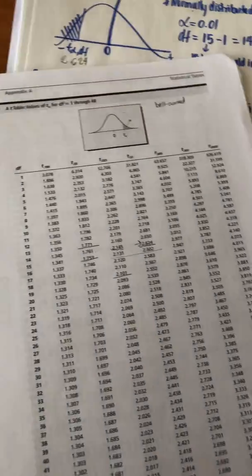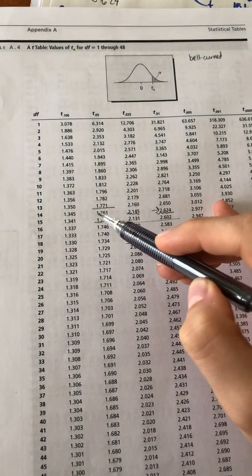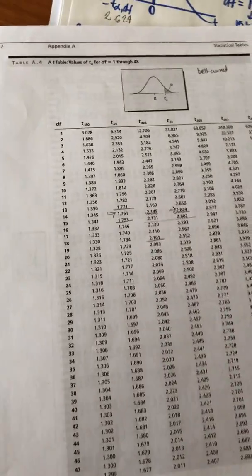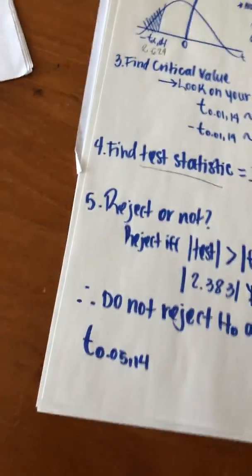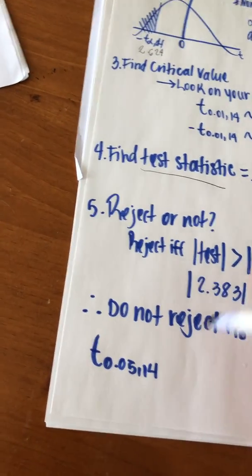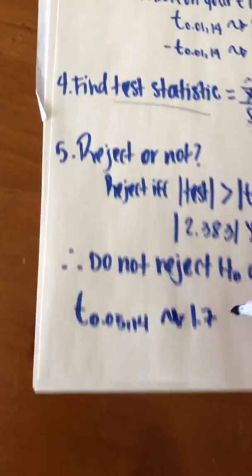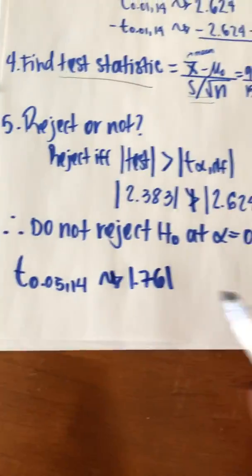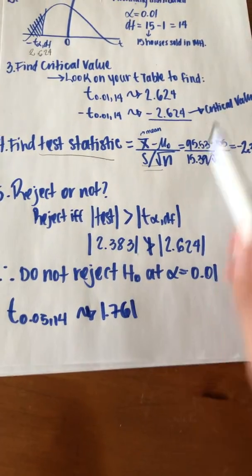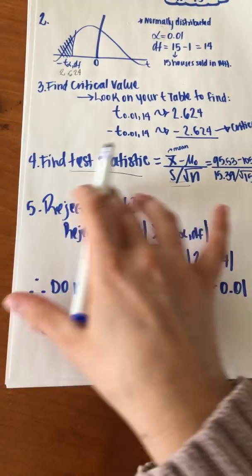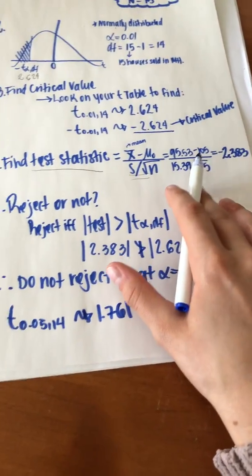So if we take a look, we're gonna go in t 0.05. We're gonna look at 14. 14 is this one. So 1.71. Sorry, I'm French. 1.761. So of course you can see that the number is different. We didn't get the same number. And we're gonna have the same test statistic, the number here doesn't change.